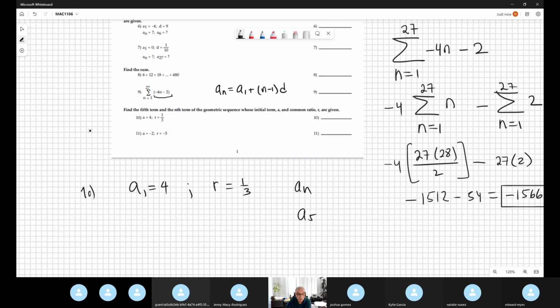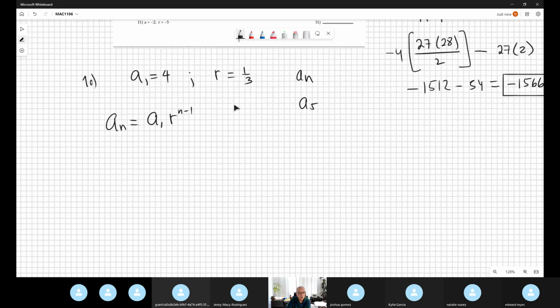Okay, easy. The formula is different. In geometric, a sub n is equal to a1 multiplied by r to the n minus 1. Who is a1? 4. Who is r? 1/3. Raised to the n minus 1. End of the story. You can leave it like that. Another possibility is 1 to any power is 1, so you put 4 on the top and on the bottom 3 to the n minus 1. It's another possibility, more elegant in my opinion, to express the same answer.